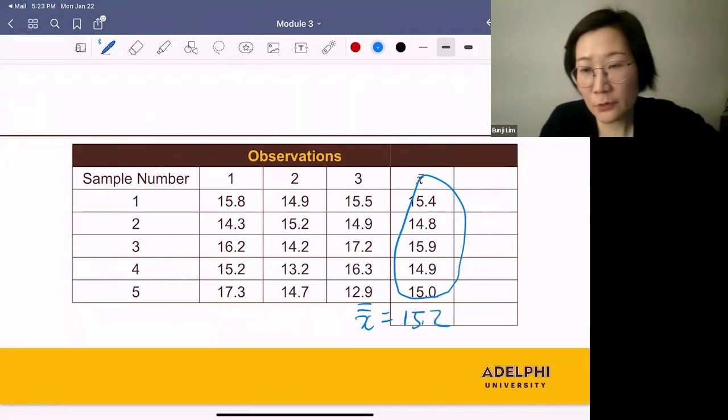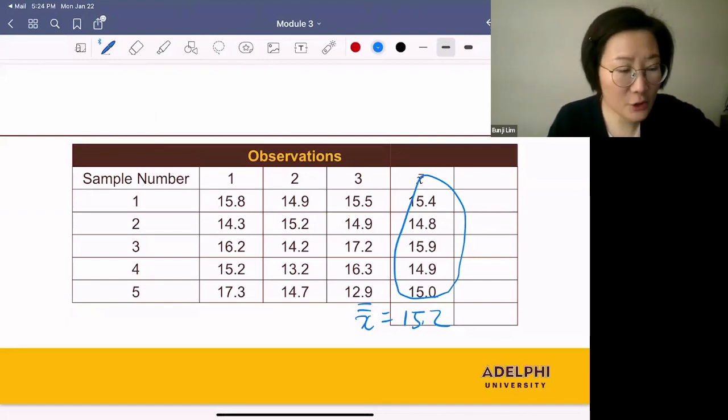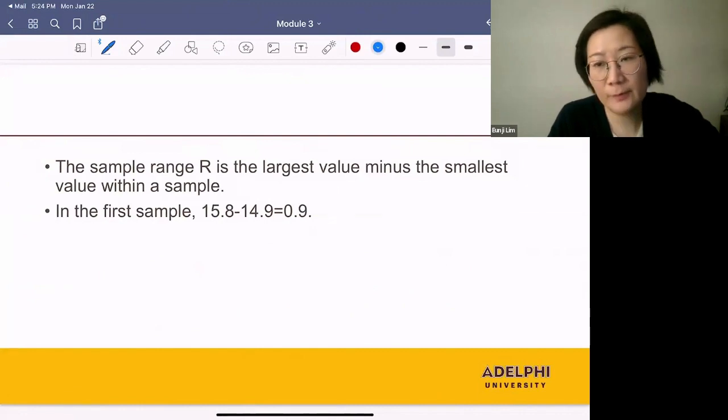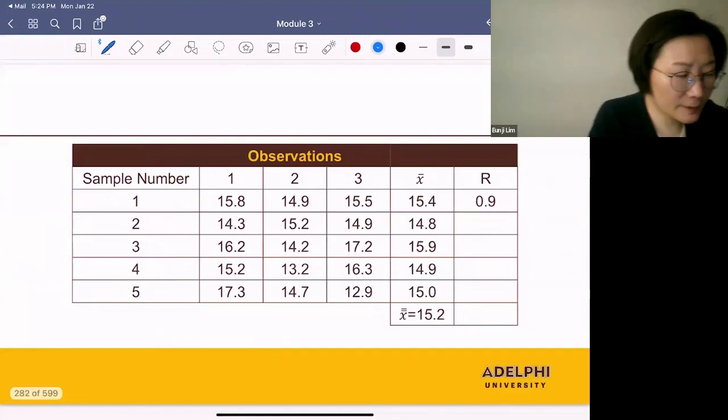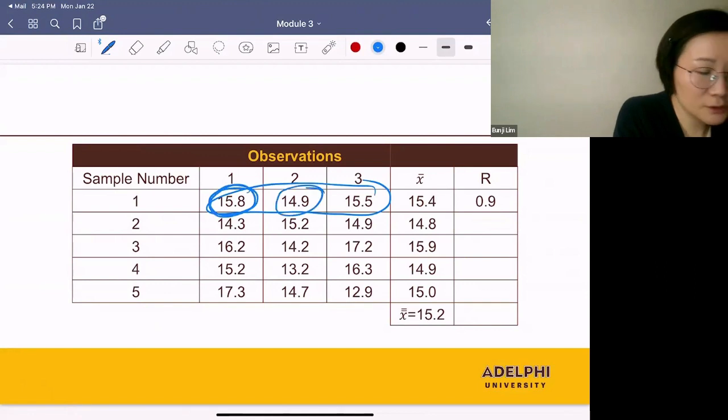Next, how can we compute R bar? First, we need to compute the sample range, R. That's the largest value minus the smallest value within a sample. So for the first sample, what's the largest value within the sample? 15.8. What's the smallest value? 14.9. The difference is 0.9. We repeat this for the rest of the samples.